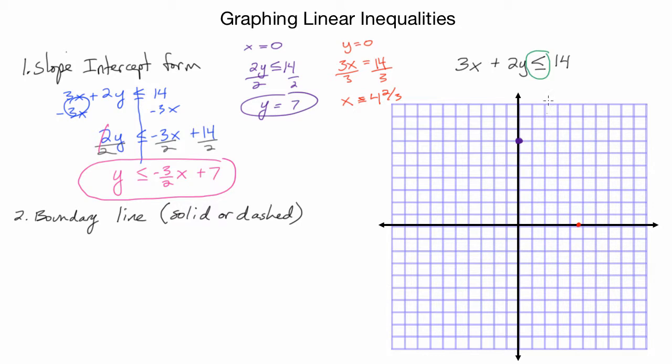But it's also equal to. Notice that little equals line right there. Since it's equal to, that means I'm going to want a solid line. It's equal to the line and less than the line. So I need to make a solid line and then figure out where to shade it up or down. So I've got my x or y intercepts. So I'm going to go ahead and make a nice solid line.